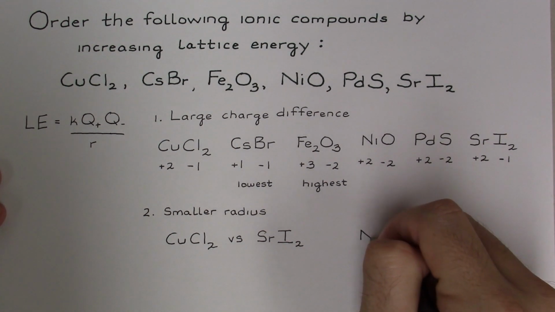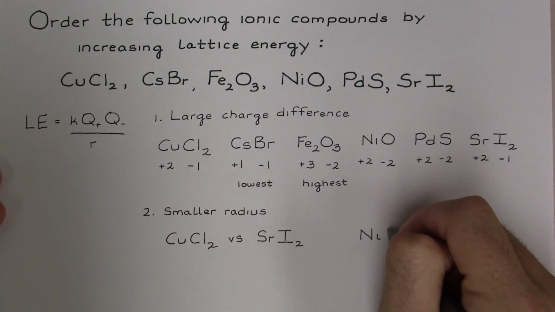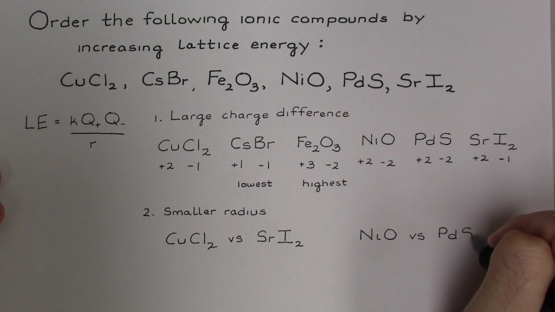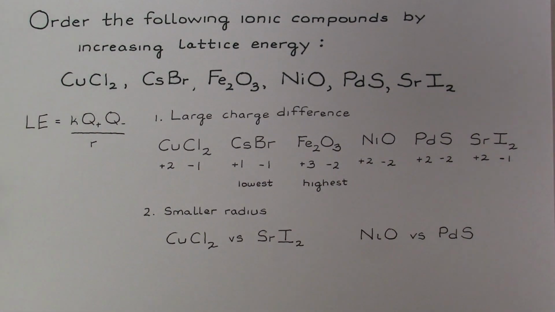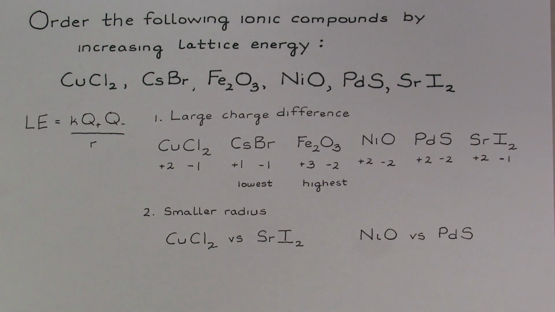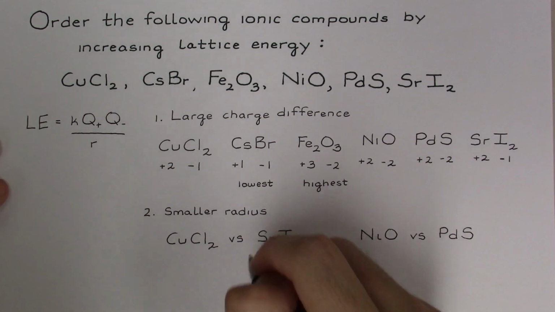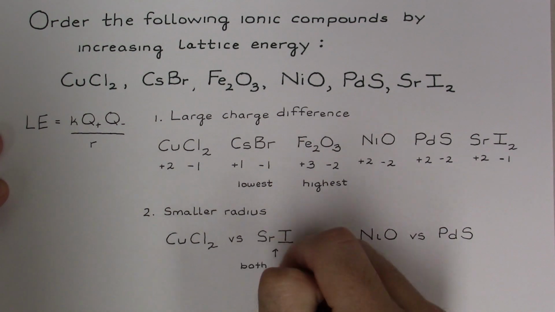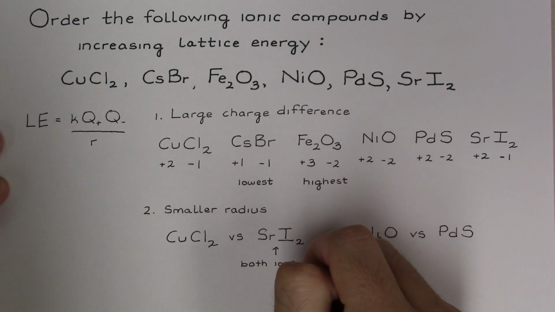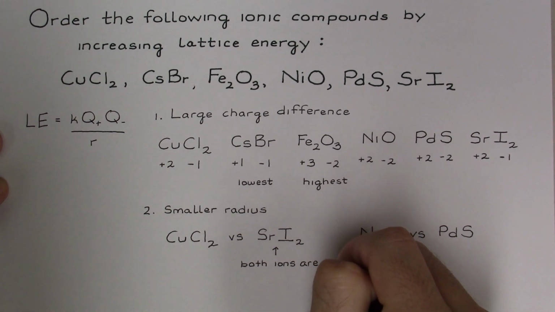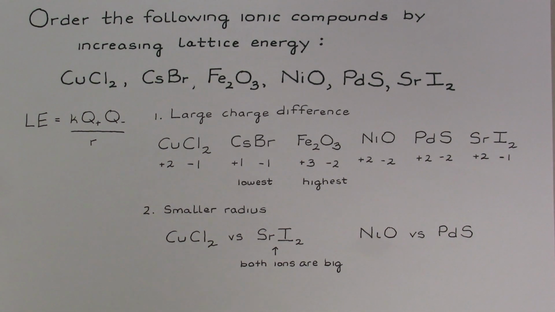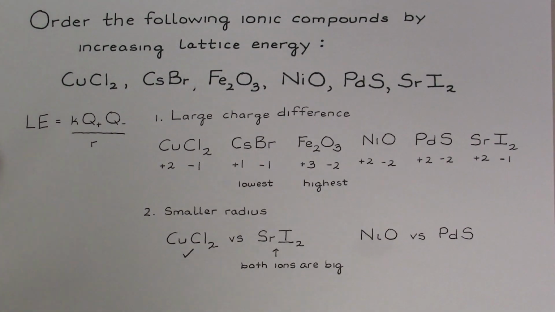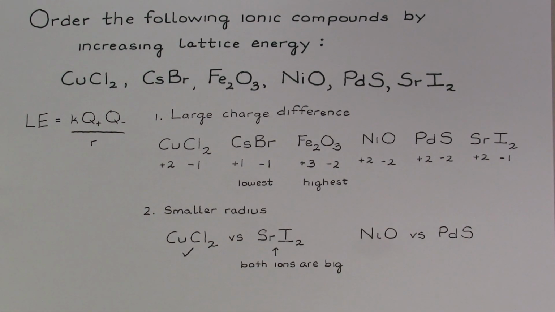We can also compare our nickel oxide and our palladium sulfide. This is going to go back and use a chapter 3 idea of atomic radii. So let us look at the first pair. When doing this, you will see that strontium iodide is larger for both atoms. The strontium is bigger than the copper, and iodide is much bigger than the chlorine due to its position in the halogens being lower. So if both ions are big, this means that we're going to have a large radius and a lower lattice energy. That means that our copper chloride is going to be the stronger lattice energy.